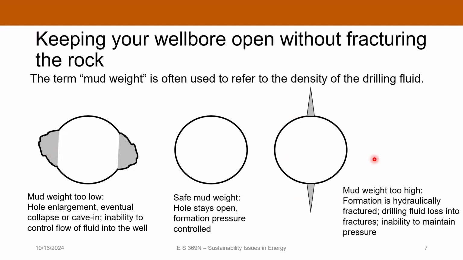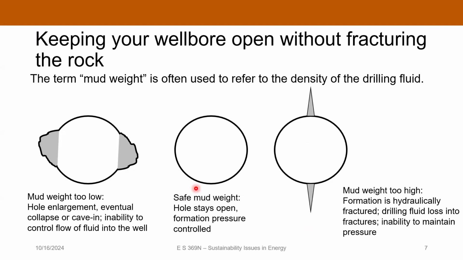On the other end of the spectrum, if your mud weight is too high, then you will induce hydraulic fractures around the well. And that's a bad thing also, because what happens when those fractures occur is that the drilling fluid then can leak off into the formation. And that makes it really hard to control the pressure downhole. It makes it hard to transport the cuttings to the surface. So you want to try to avoid this also. And so you have to know what your range of safe mud weights is, and you have to use some geomechanical understanding to do that.